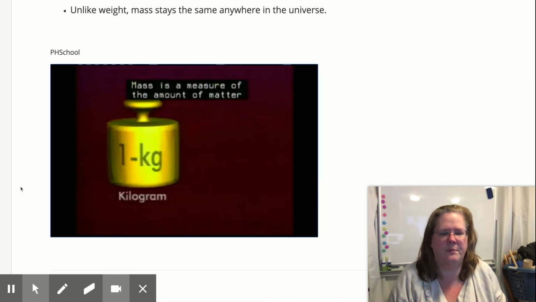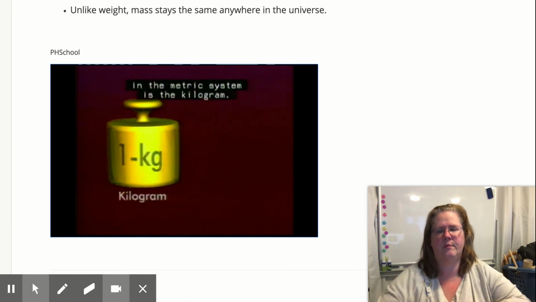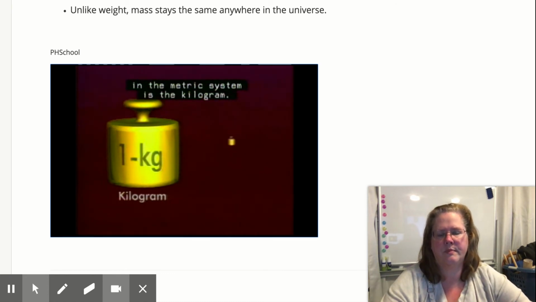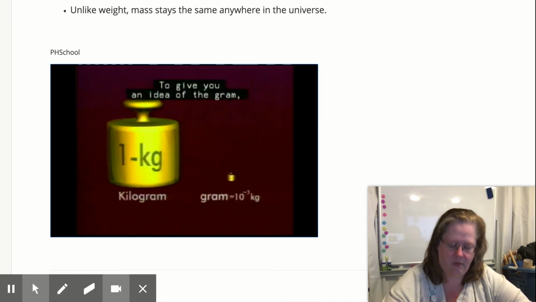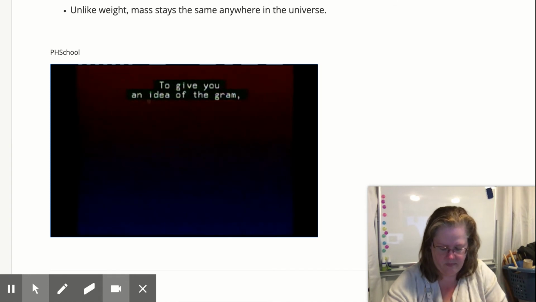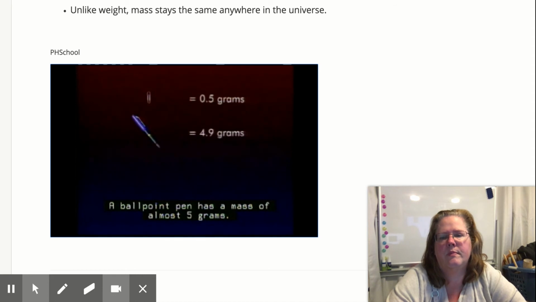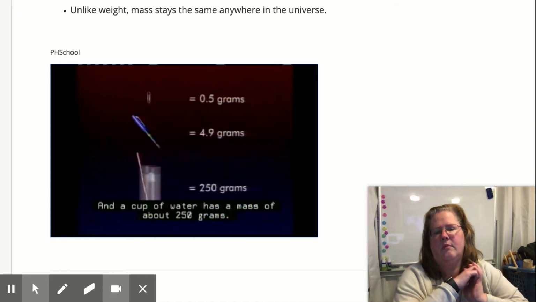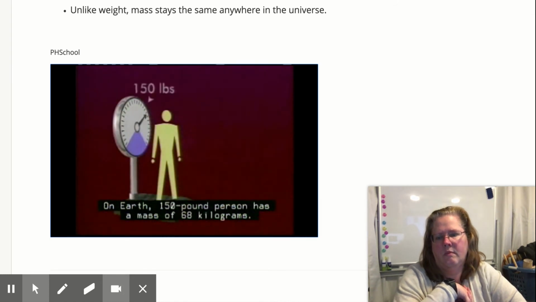Here we go. Mass is a measure of the amount of matter in an object. The basic unit of mass in the metric system is the kilogram. To measure the mass of small objects, we use the gram. There are 1,000 grams in a kilogram. To give you an idea of the gram, a paper clip has a mass of about half a gram. A ballpoint pen has a mass of almost 5 grams, and a cup of water has a mass of about 250 grams. On Earth, a 150-pound person has a mass of 68 kilograms.